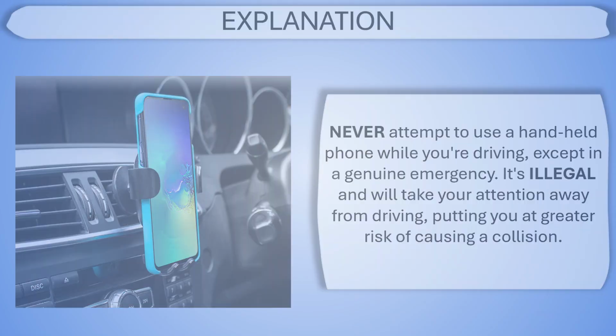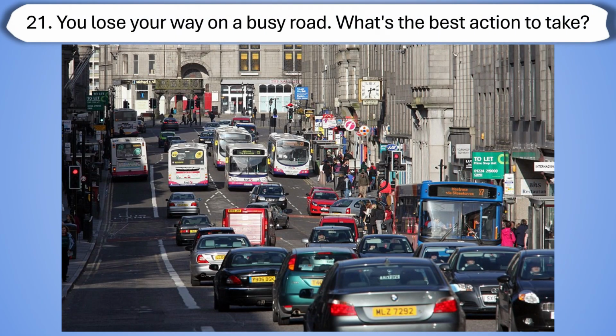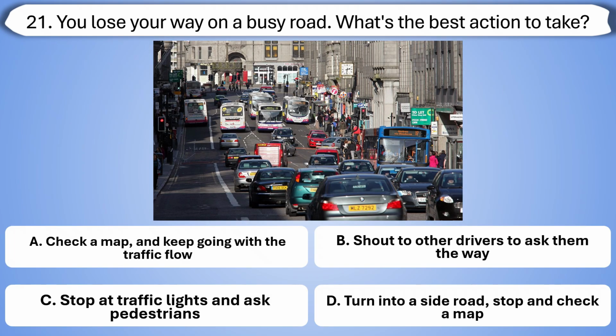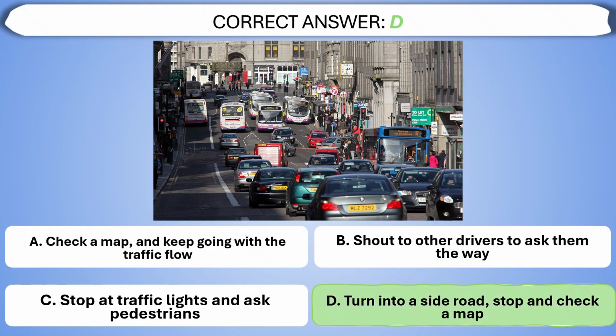21. You lose your way on a busy road. What's the best action to take? A. Check a map and keep going with the traffic flow. B. Shout to other drivers to ask them the way. C. Stop at traffic lights and ask pedestrians. Or D. Turn into a side road to stop and check a map. The correct answer is D. Turn into a side road, stop and check a map.